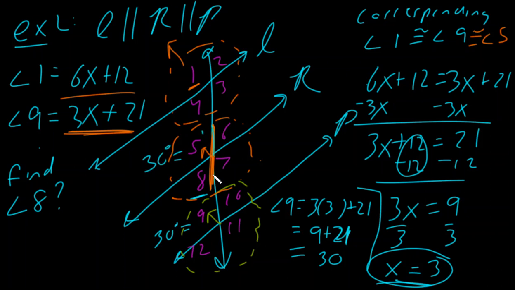And once again, remember, we're saying that angle 5 and 8 are supplementary. They're on a straight line. So we can simply do 180 minus 30, and we'll get our answer, which is 150 degrees.